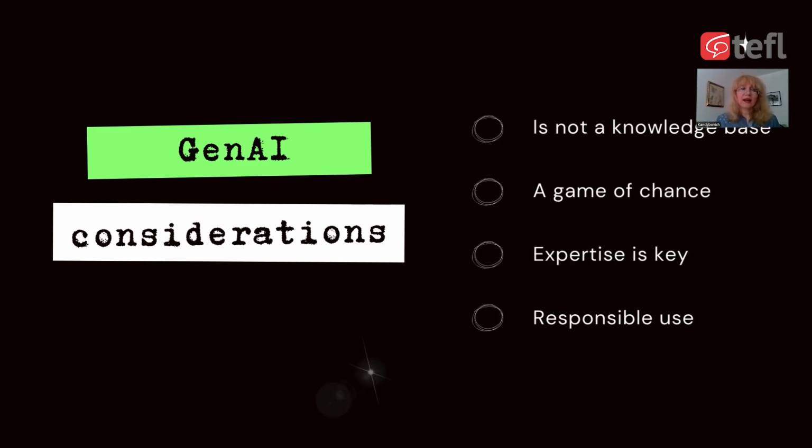When working with AI, there are some key considerations to keep in mind. First, it's important to remember that AI is not a knowledge system. It doesn't know what is right or wrong. It has no reasoning. It can hallucinate or provide inaccurate information. So if you do not know the facts well enough, double-checking the output is crucial to ensure what you get is reliable. Second, AI is a bit of a game of chance.